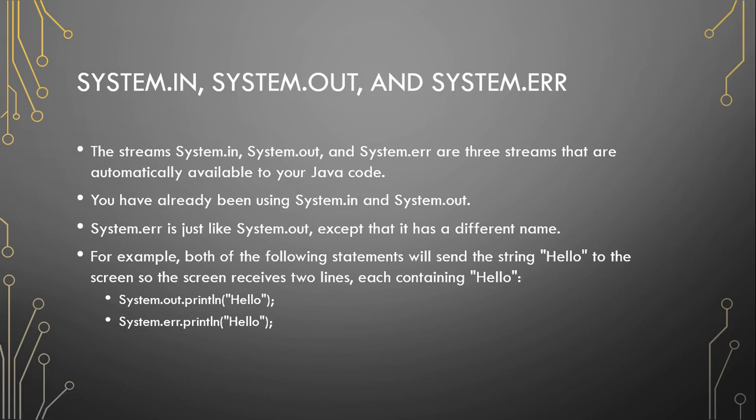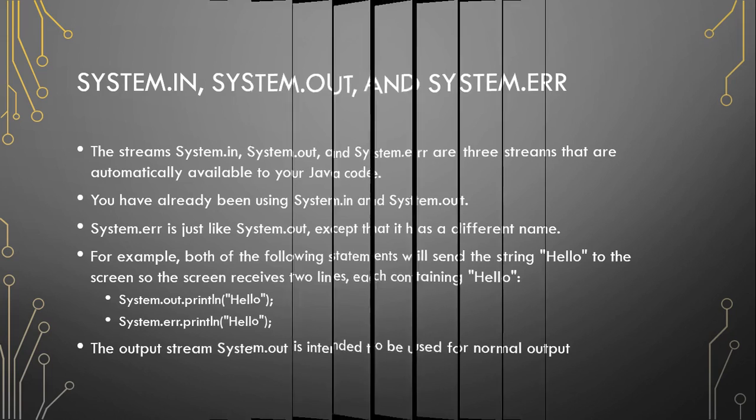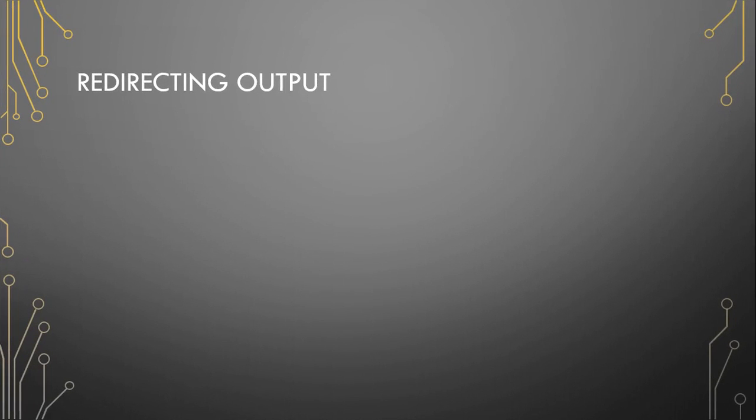So, for example, both of the following statements will send the string hello to the screen, so the screen receives two lines, each containing hello: System.out.println("hello"), System.err.println("hello"). Now, the output stream System.out is intended to be used for normal output, so don't change anything of what you've been doing. We're just going to keep using System.out. Like I said, System.err has a little different functionality, and that has to get into redirecting of output.